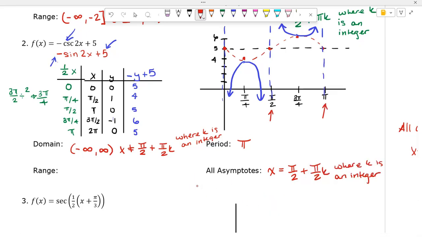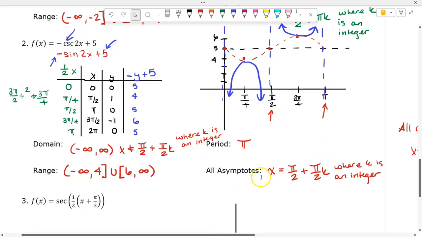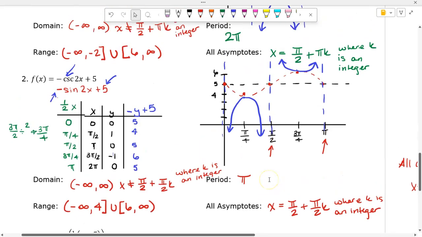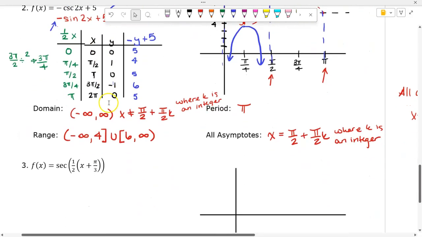All right, range. The range is going to be from negative infinity, and the lowest point I have labeled on my y-axis is 4. And it's going to include that union from 6 to infinity, because that's my highest point that I have labeled. So that gets me through this problem that has this period change, vertical reflection, and a vertical shift.